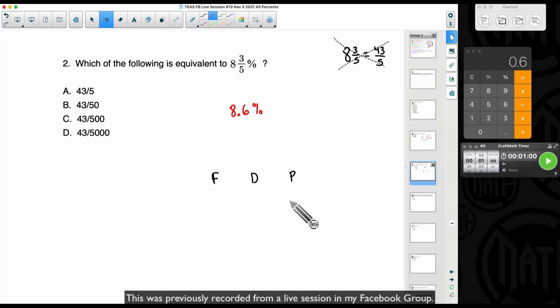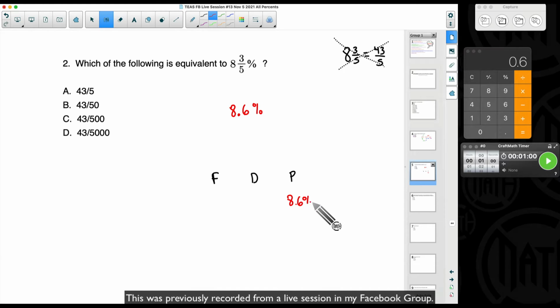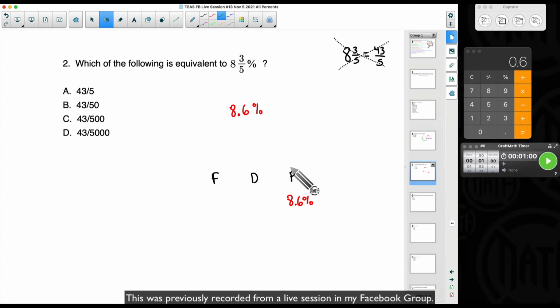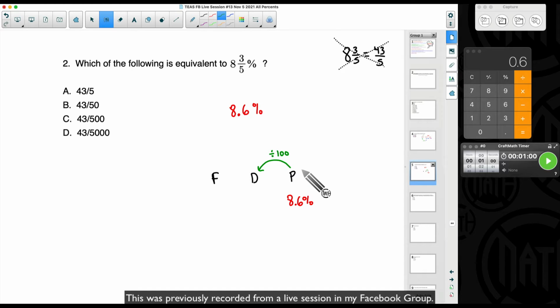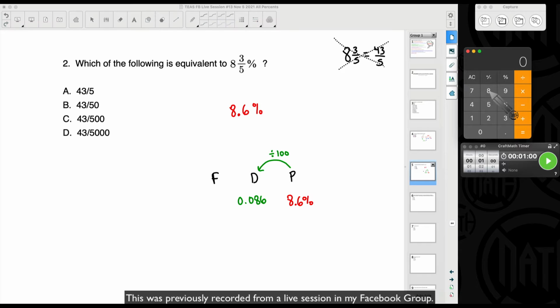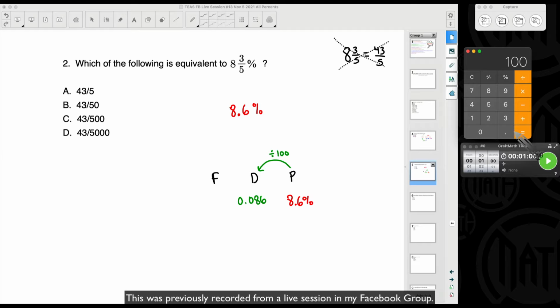But this is 8.6%. Now, let's take this percent and let's go back to a decimal. Now you might say, how do we do that? Well, instead of us multiplying by 100, we divide by 100. So if you take your percent and you divide by 100, or move your decimal 2 places to the left, you will get 0.086. Take note, we take that 8.6% and divide it by 100.